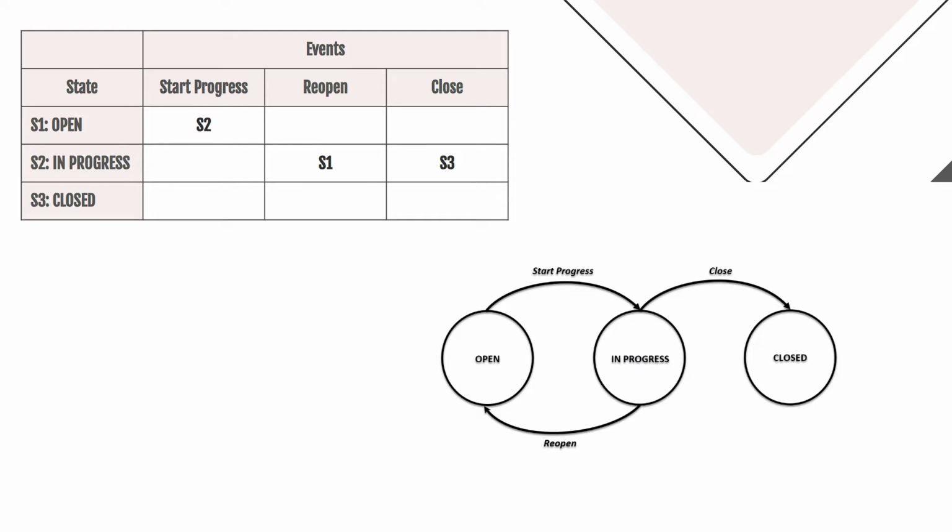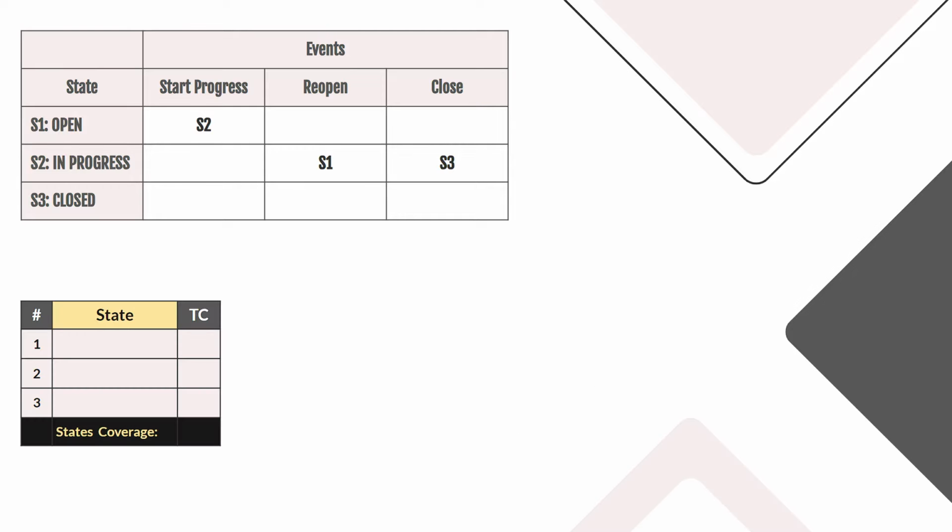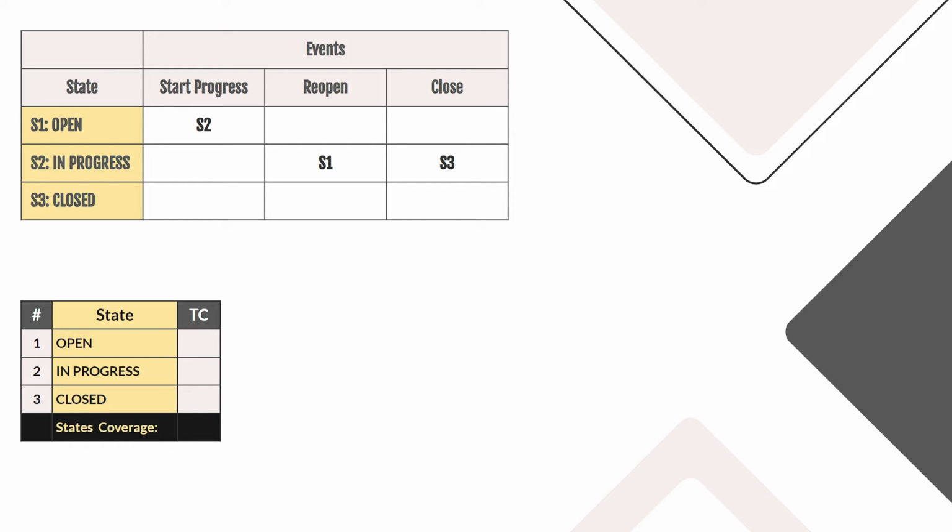First, let's define states. As you can see, they are recorded in a separate column of the table. Accordingly, we have three states, the same as the circles in the state transition diagram. Everything is simple with states, difficulties begin with transitions.